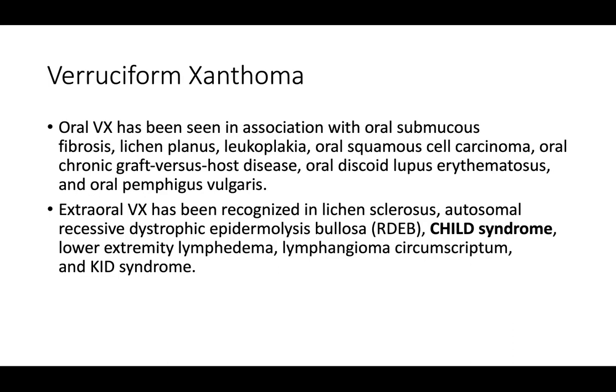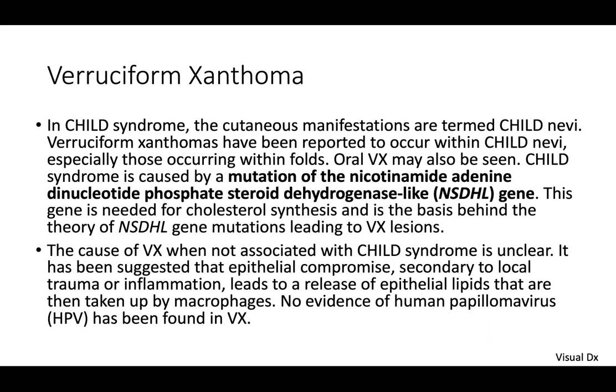So you can see that verruciform xanthoma is associated with a variety of different diseases. However, when you have a multiple choice question, you should be able to use process of elimination to figure out which is the most likely association. And in that case, CHILD syndrome was the answer, and NSDHL was the best gene defect associated with CHILD syndrome. So let's get in a little bit more to that gene defect. In CHILD syndrome, the cutaneous manifestations are termed CHILD nevi. Verruciform xanthomas have been reported to occur within CHILD nevi, especially those occurring within the folds. Oral verruciform xanthomas may also be seen.